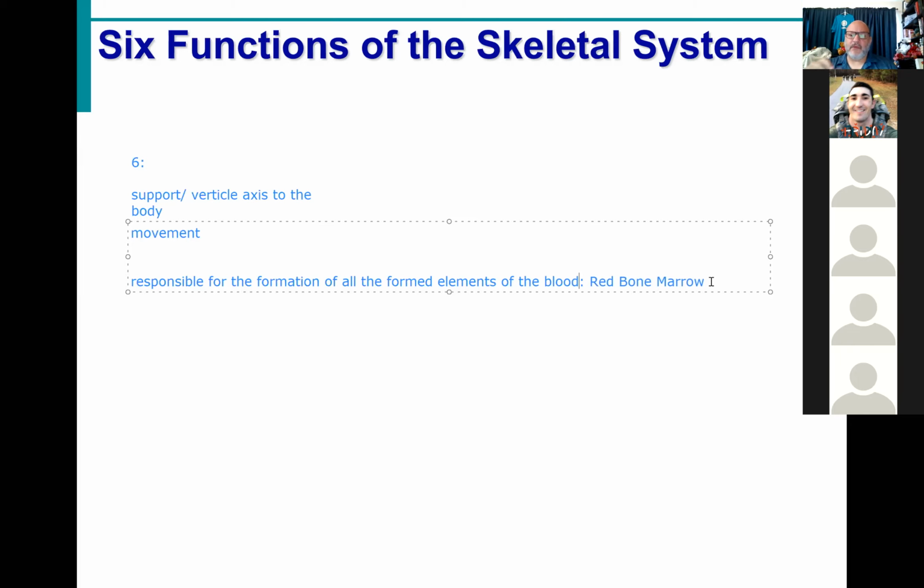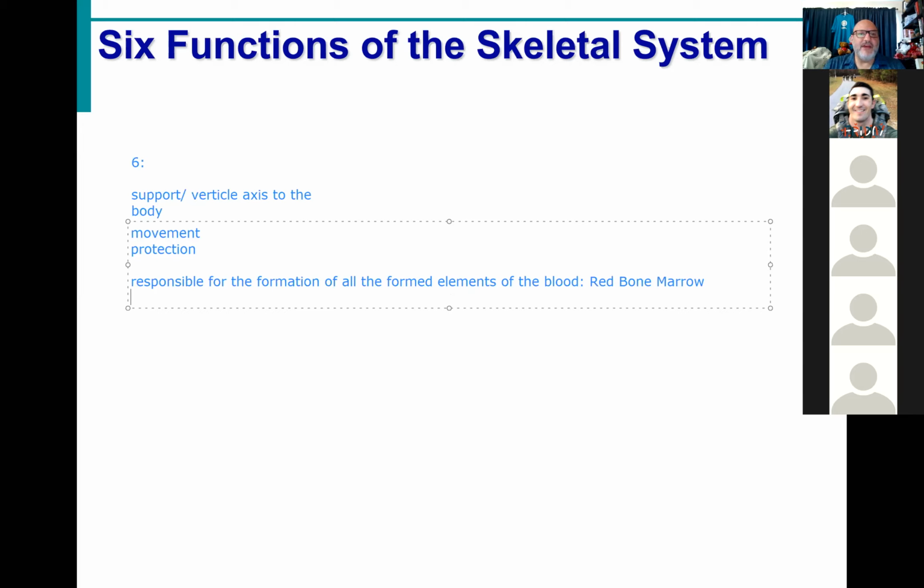Excellent. What's another function? Protection. Protection, absolutely. All right, support, movement, protection. Those are the big three that everybody always thinks of. I love that the blood cell formation snuck in before that, because usually I always get the big three first. That's excellent. Four through, two more to go.